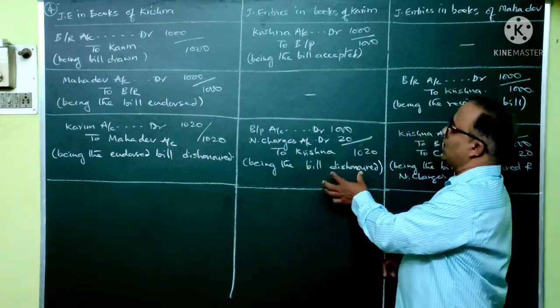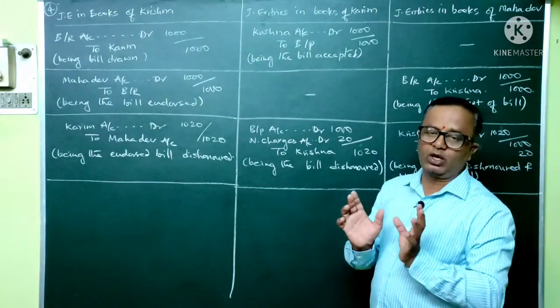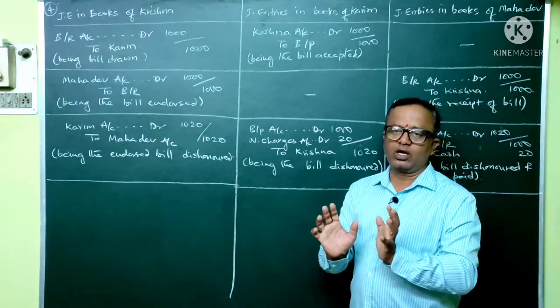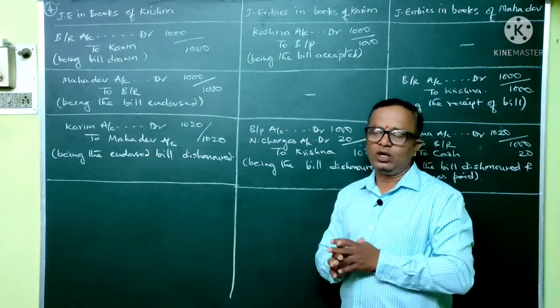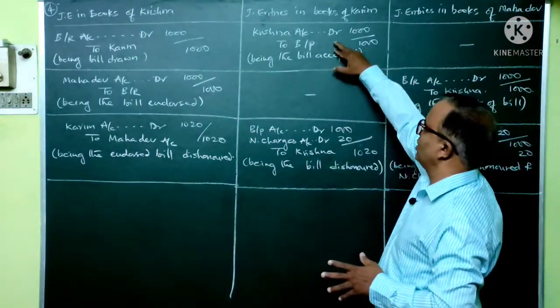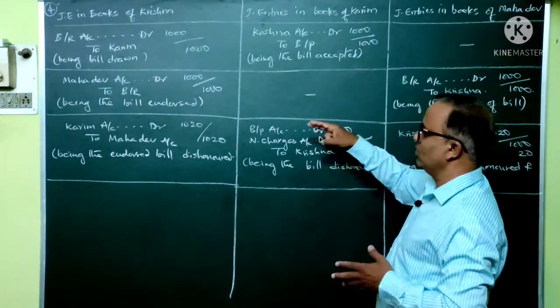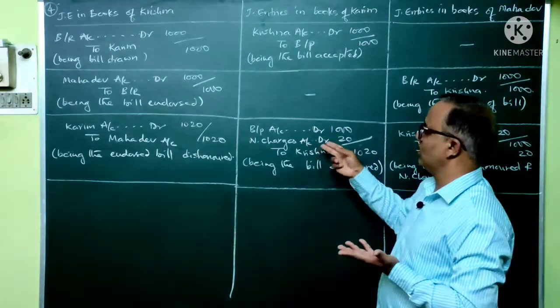Now come to Karim. Karim is the original drawee of that particular bill. So he has dishonored it on the due date. He has not made the payment on it. So this particular entry will be reversed there. Plus noting charges he is supposed to pay. So noting charges are an expense to him.